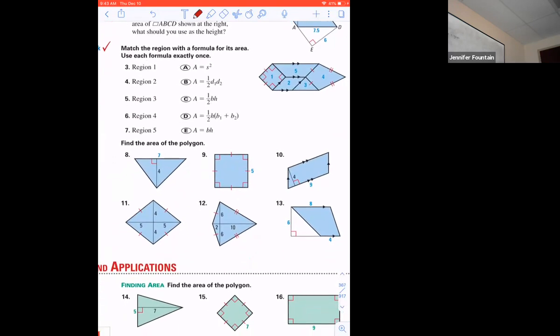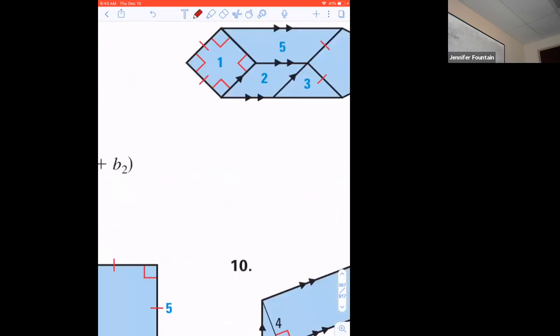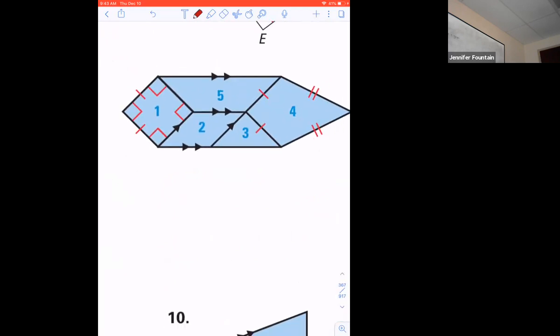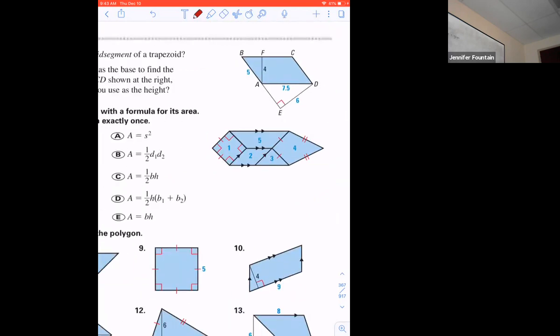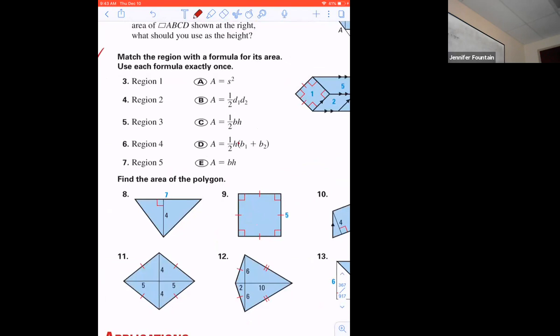Let's look at the next section. It says match the region with a formula for its area. Look at region 1. What kind of shape do I have there? It is a square. What is my formula for the area of a square? It's going to be side times side, or I can represent it as side squared, right? So side times side is the same as side squared. So which A, B, C, D, or E? A. Side squared would be region 1.